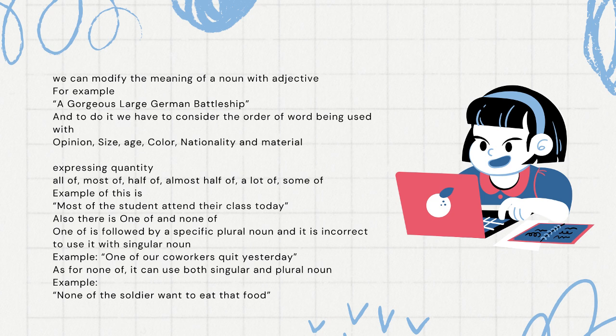Moving on to expressing quantity. There is all of, most of, half of, almost half of, a lot of, some of. Example of this is, most of the students attend their classes today. Also, there is one of and none of. One of is followed by a specific plural noun, and it is incorrect to use it with a singular noun. Example, one of our coworkers quit yesterday. As for none of, it can use both singular and plural nouns. Example, none of the soldiers want to eat that food.